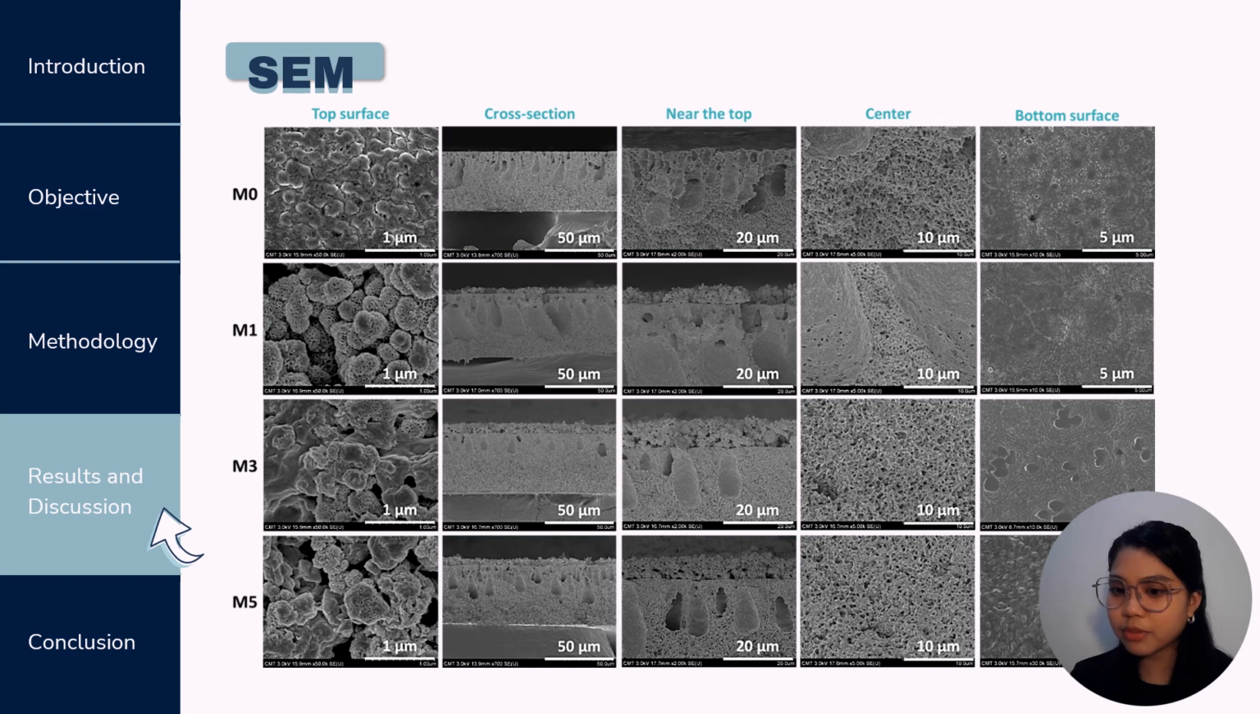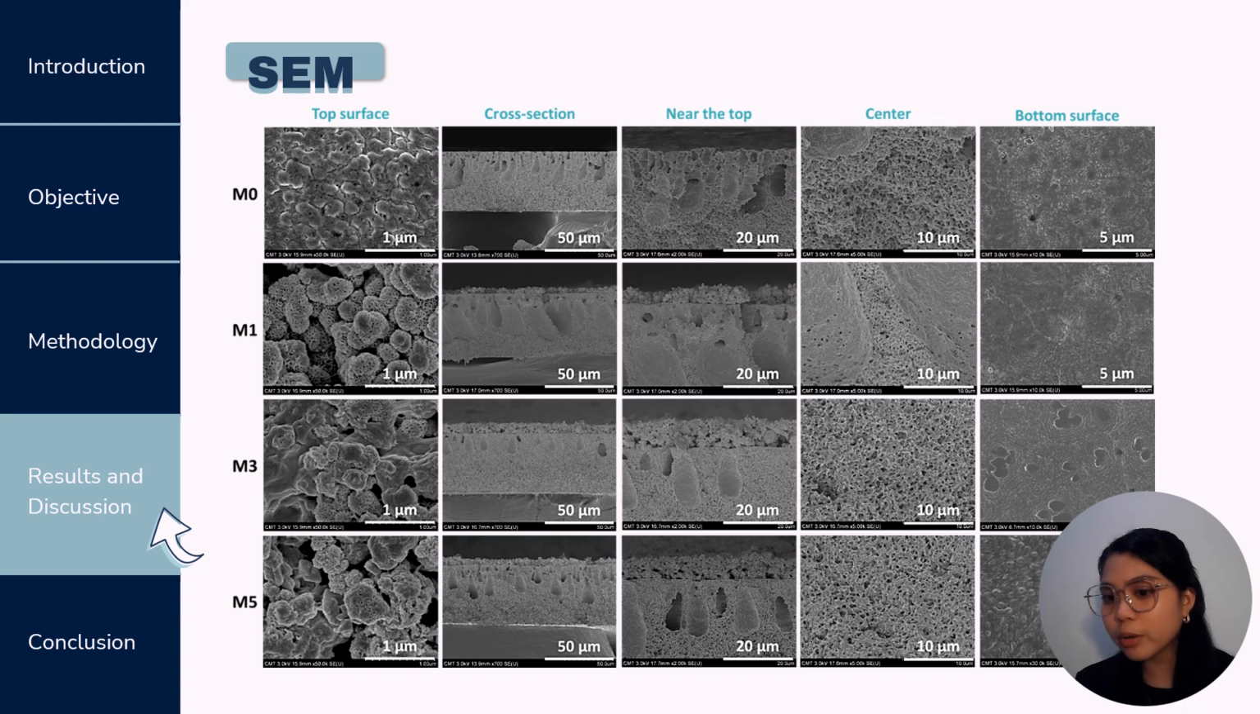So for the SEM of the membrane, we have here M0, M1, M3, and M5. M0 serves as the virgin, or the one without the coating. So we can see here the top layer of M0 is very smooth, and then at the cross section and near the top we can see the presence of macrovoids, and in the center we can see a very porous structure, and at the bottom again is a smooth surface.